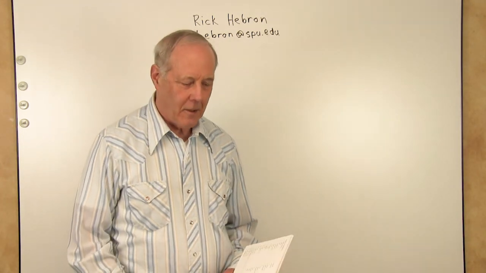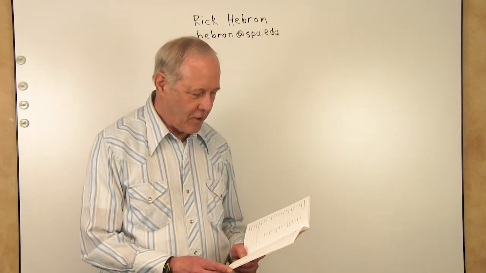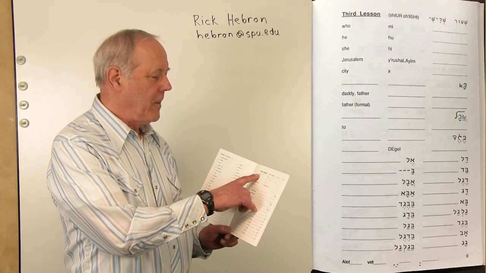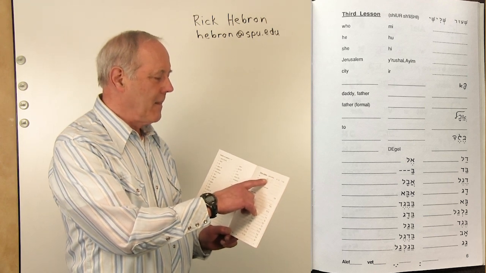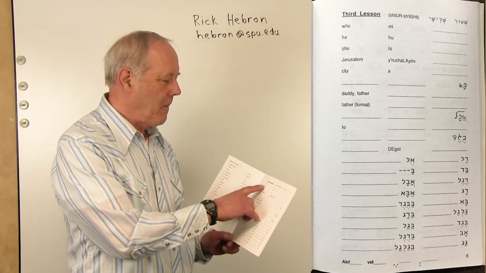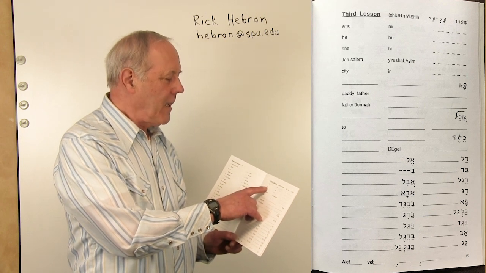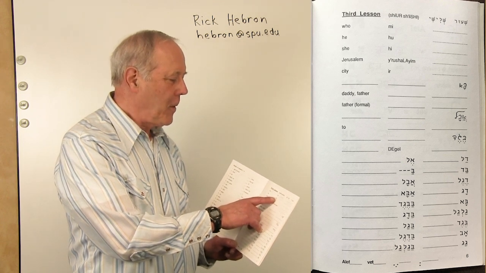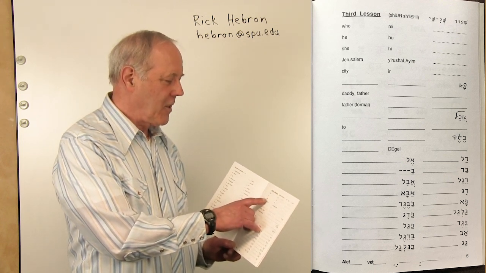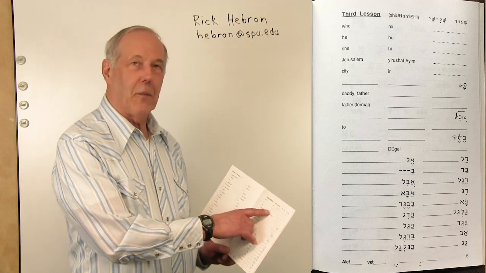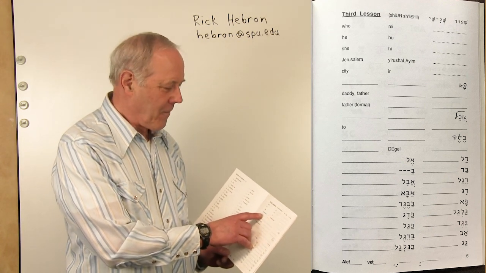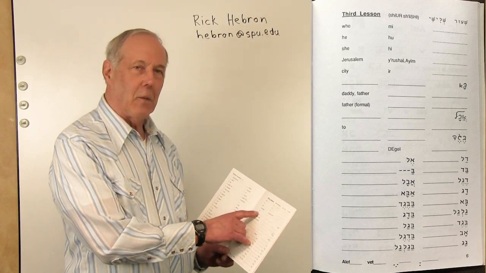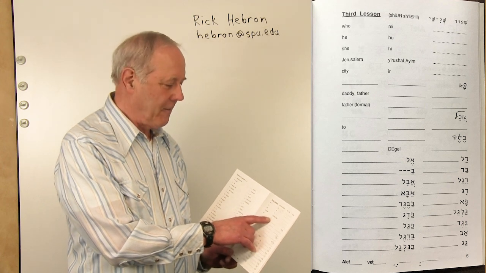On page 6 of the book, we have some useful expressions. At the top, the word for that means who is me. Me in Hebrew means who. To say he in Hebrew, you say who. Who is the Hebrew word for he. To say she, the Hebrew word for she is he. The word for Jerusalem is Yerushalayim, and the word for city is Ir.